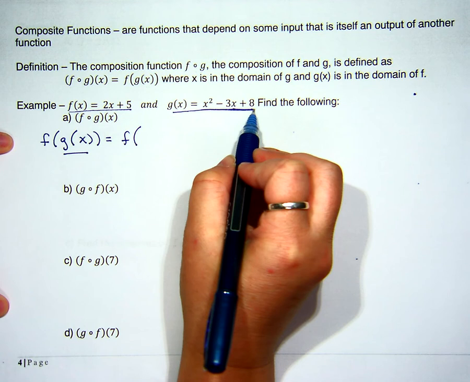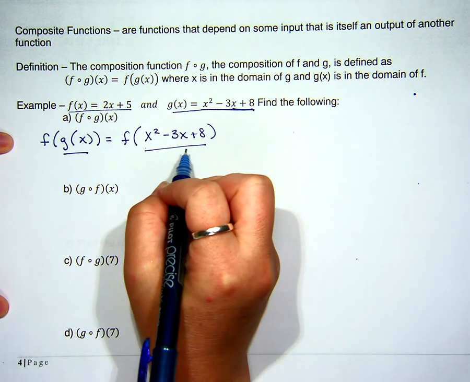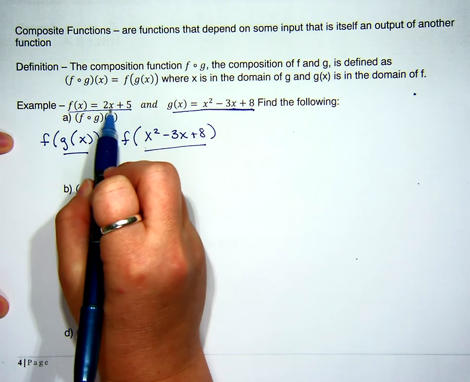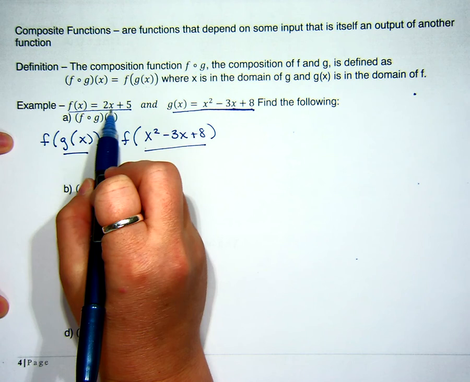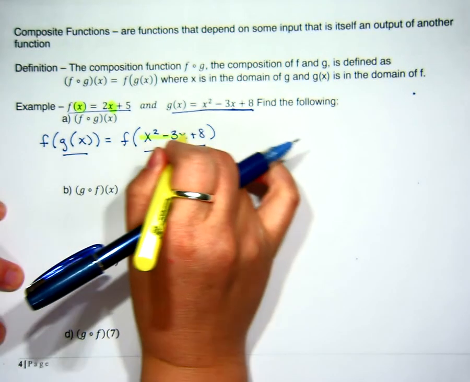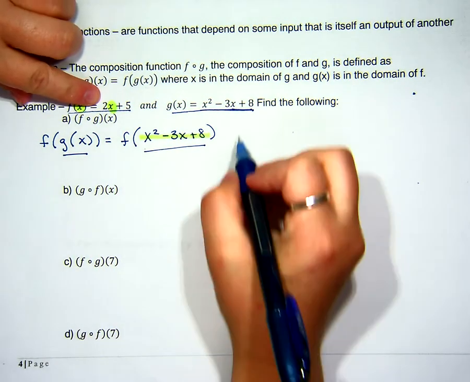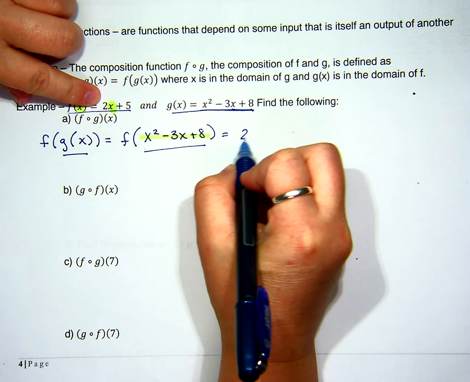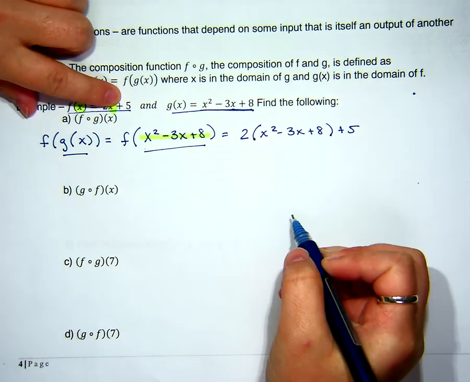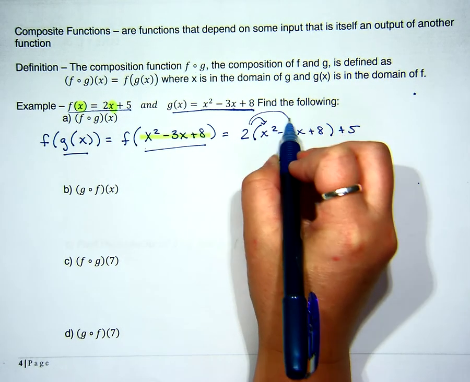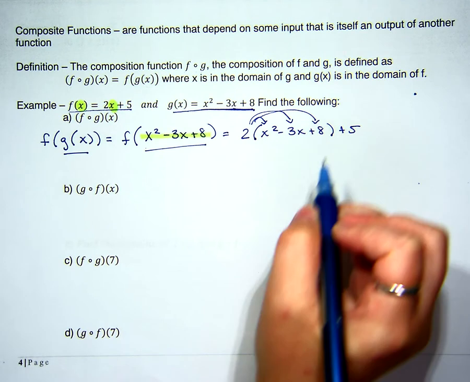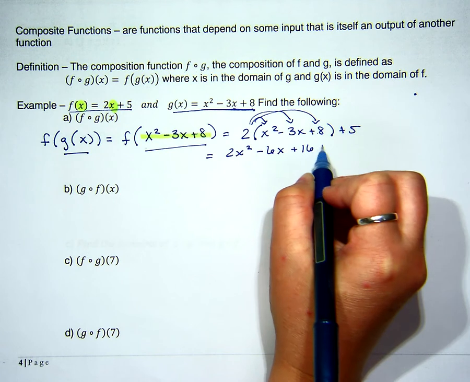Oh, well, what's f of this value? It's an evaluate. Wherever I see an x in my f of x, I'll simply replace it with all of this. So I have 2 times x, so that's all of this, plus 5. Distribute. 2 times x squared, 2 times a negative 3x, 2 times 8, plus 5.